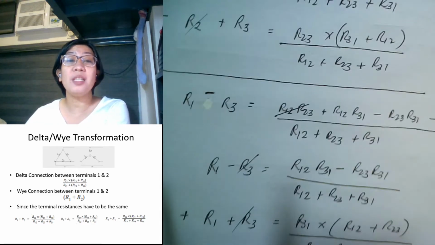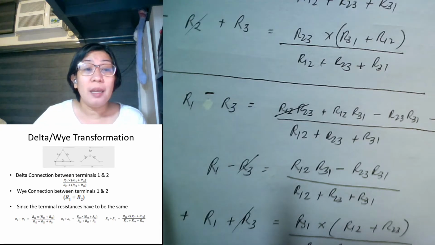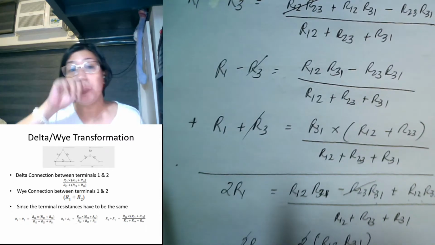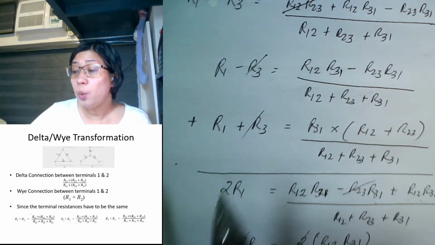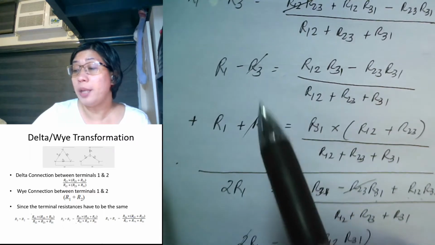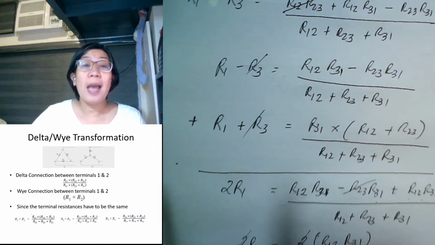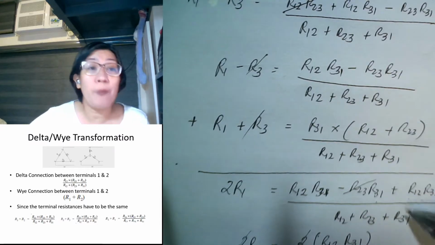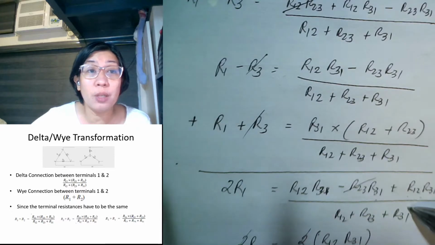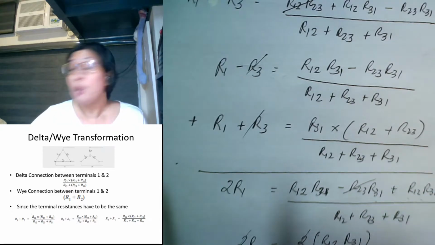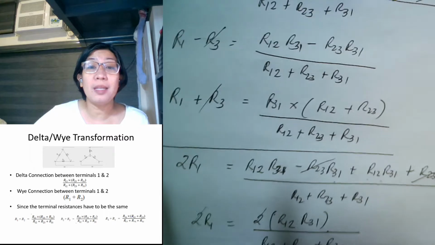Next, let us add equation number 3 to their difference. So this is the difference now, and adding that to equation number 3 will give us 2R1. R3 will be cancelled out. We are adding two similar fractions. What do we mean by similar fractions? They share the same denominator. So this is just a matter of cancellation.